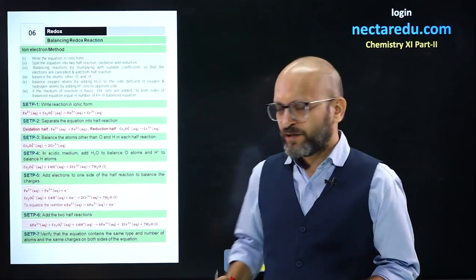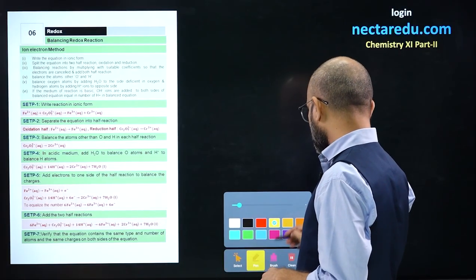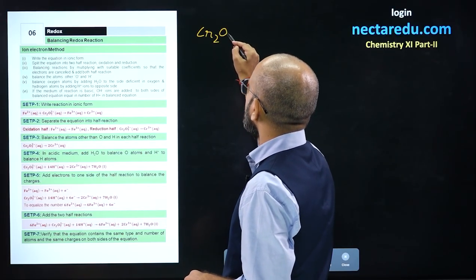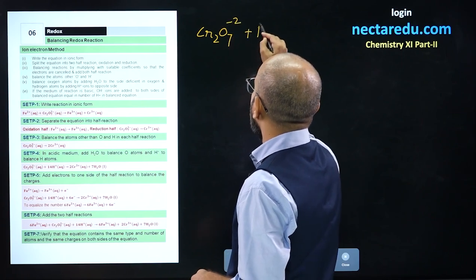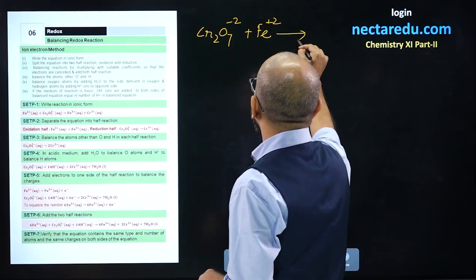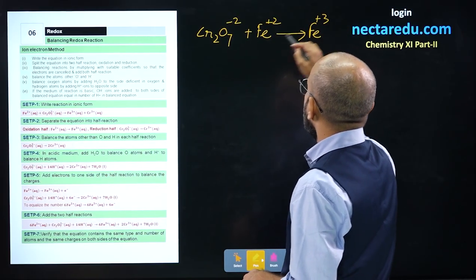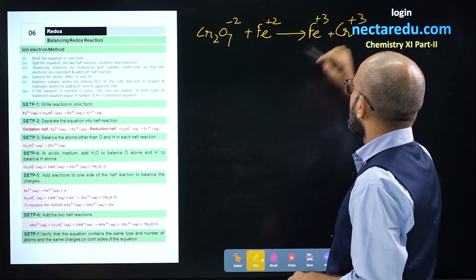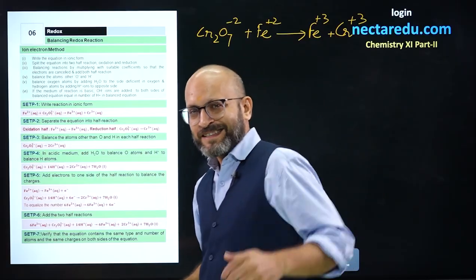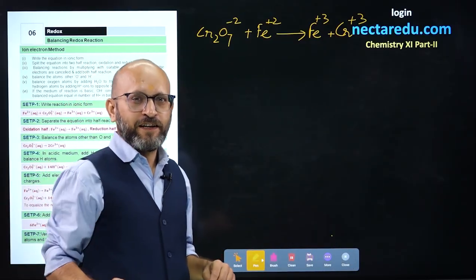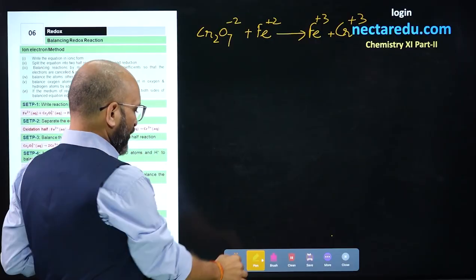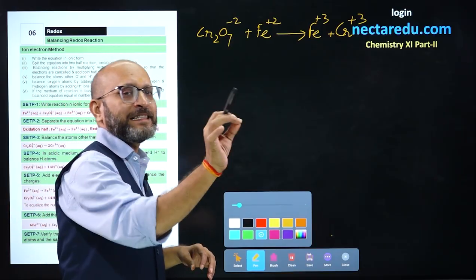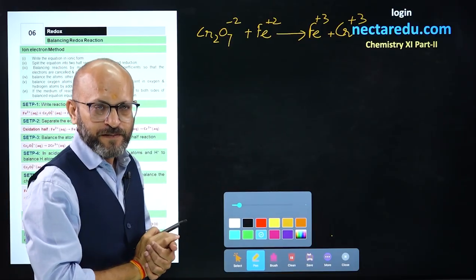Alright. So I'll explain it through an example. I take an example of a reaction where dichromate ion is oxidizing Fe2+ into Fe3+, and dichromate ion is getting reduced to Cr3+. I have taken this example to make you understand what are the steps in balancing a redox reaction. So firstly, we will figure out which species is getting oxidized and which is undergoing reduction. Let's see.